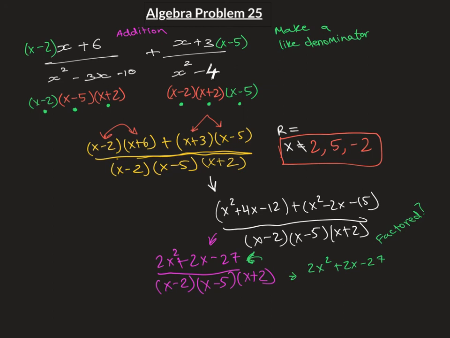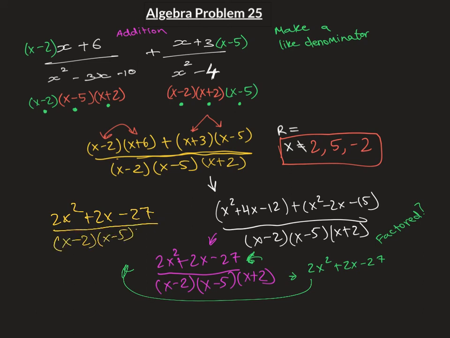So what do we do in this scenario? We simply take this, and because it can't be factored, our final answer would be 2x squared plus 2x minus 27 divided by x minus 2 times x minus 5 times x plus 2. Hypothetically, say it was factorable, which is more often the case, then you would take all the factors or segments in your numerator and see if it's the exact same segment in the denominator, and then you would be able to cancel. But this is a viable answer as well.